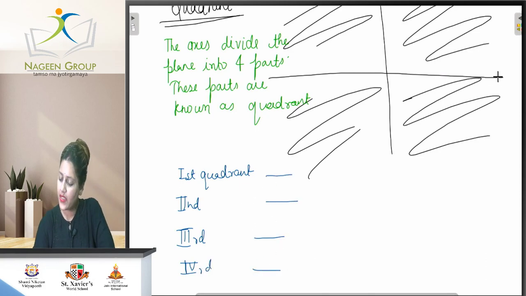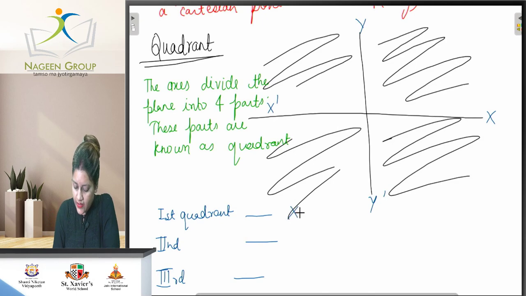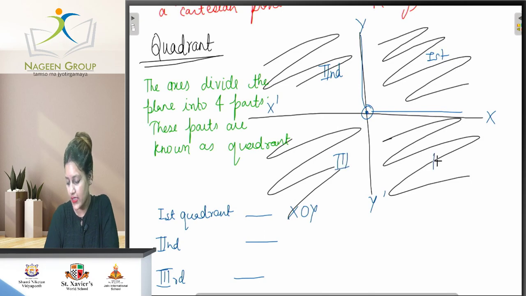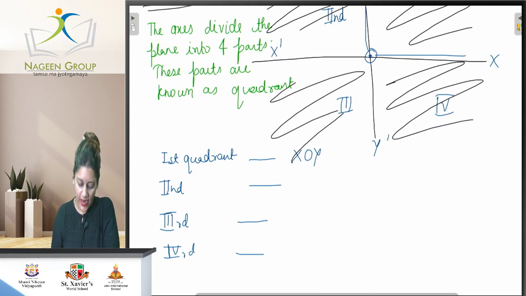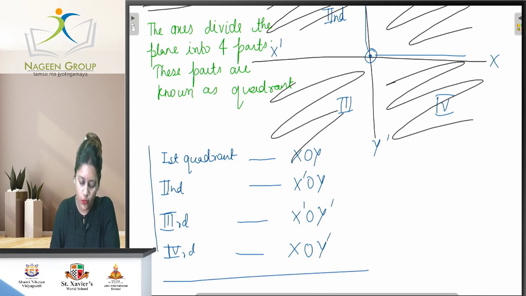If we name them, then it is x, y, x dash, and y dash. So if we name them, then they are X O Y, where O shows the origin, meaning this is the first quadrant. This is the second quadrant. This is the third quadrant, and this is the fourth quadrant. So if we name them, then they are X dash O Y, X dash O Y dash, and X O Y dash. So these are the 4 quadrants.